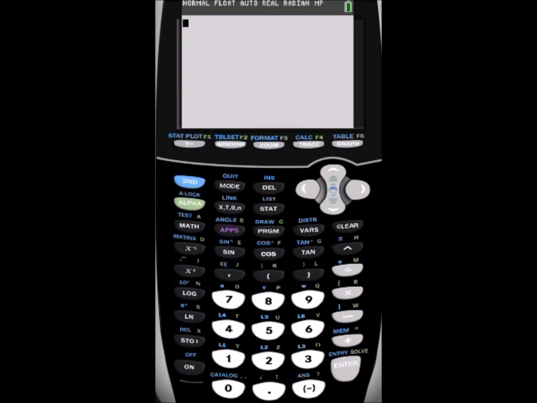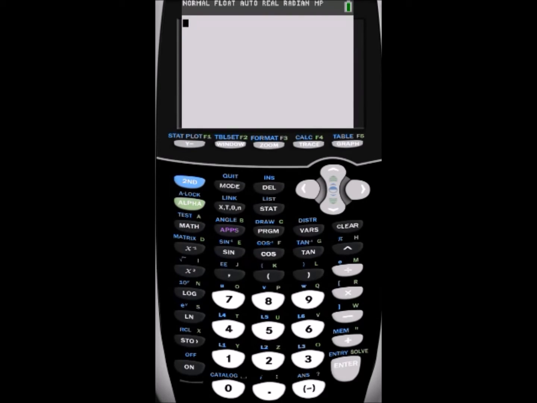Guys, it's Lulu here, and today I'm going to be showing you how to solve for x on the TI-84 colored edition calculator. I'll be showing you how to do this for the black and white one soon. You don't need to know any programming or write any programs to do this. So without further ado, I'm going to get started.